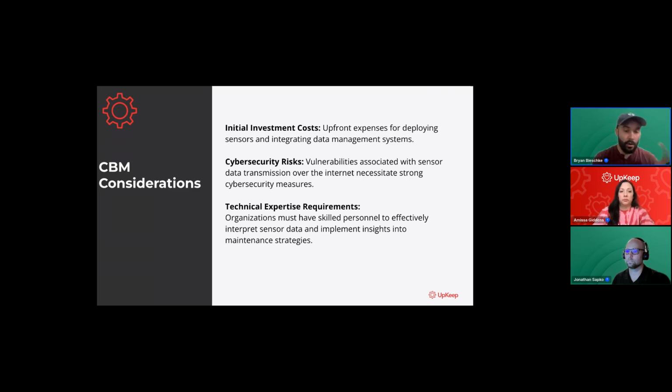Cybersecurity risks. I don't know a lot about this subject, but I'm sure there are people that are smart enough to hack into a sensor that's connected to a LAN or a network. So think about that as well.